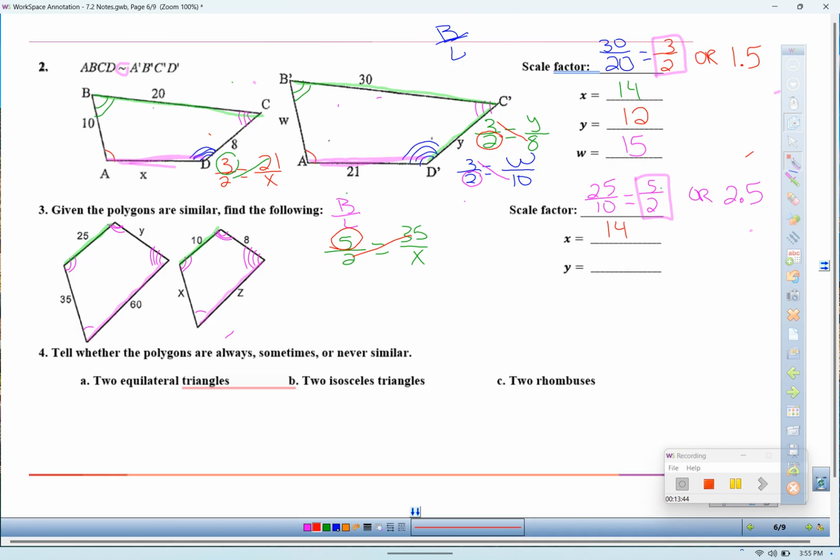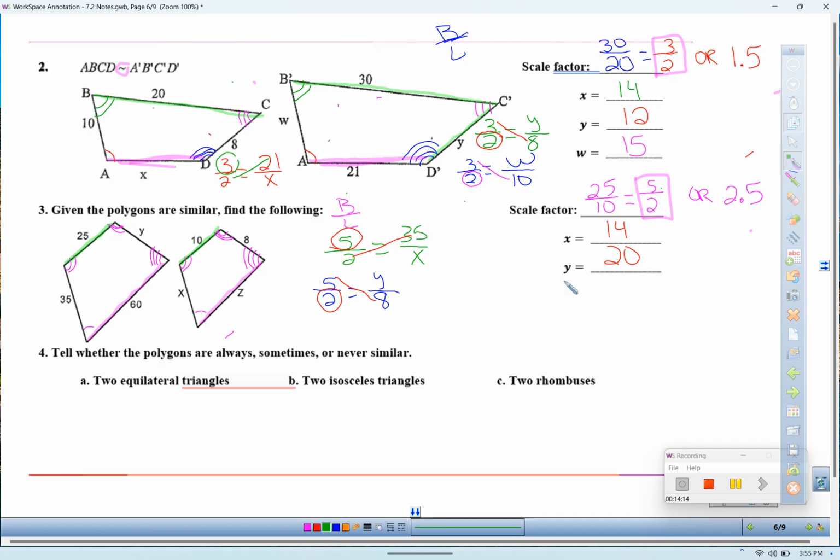Okay? Solving for y, setting it up just like I have been. Now y, I'm going to hunt. It's on the big one, so it goes up top. What's in proportion with y? It's this guy right here, the 8. Right? So now I can cross multiply and divide by the guy opposite y, and I should get 20.